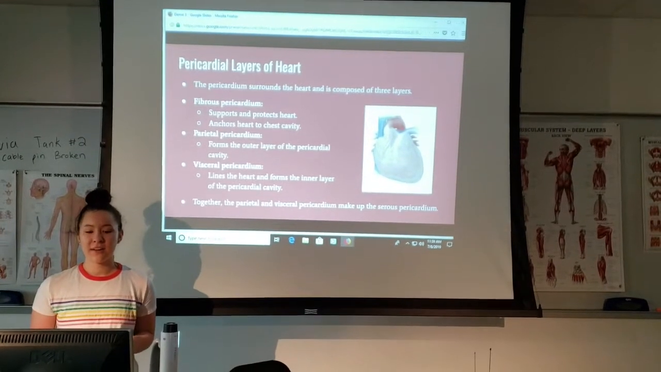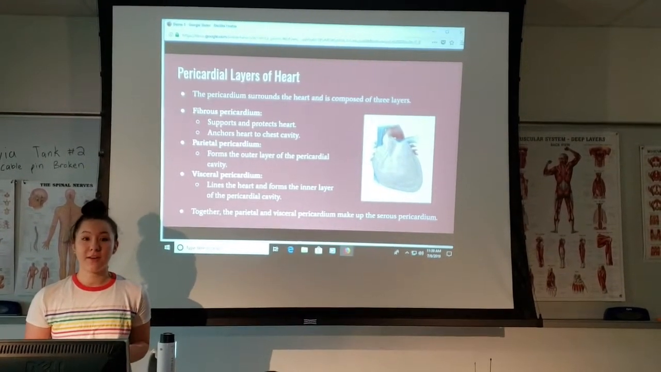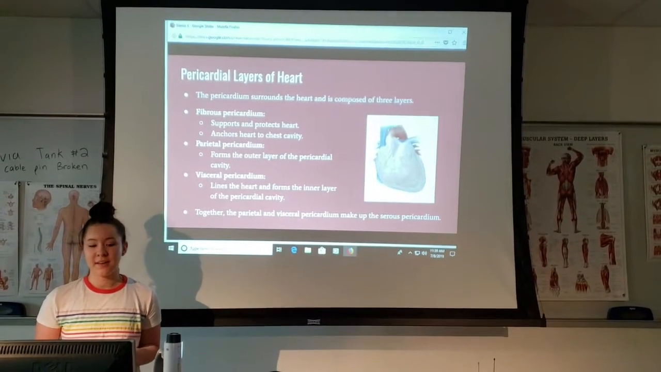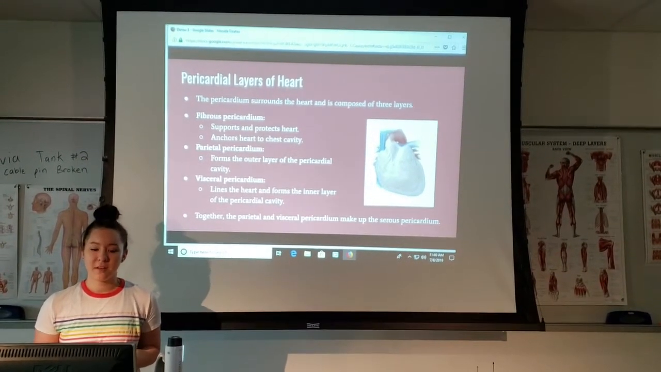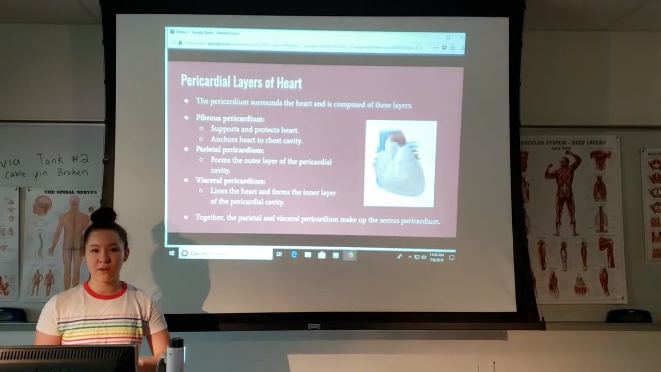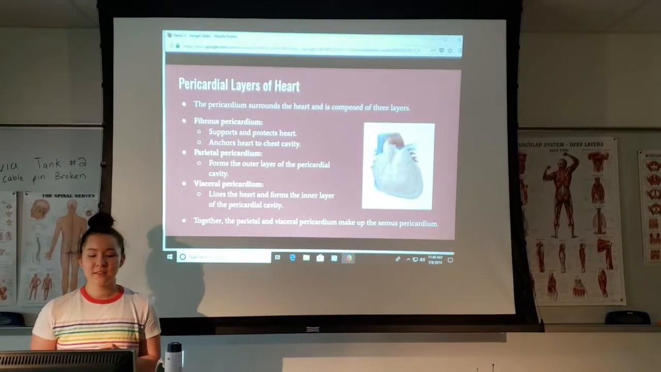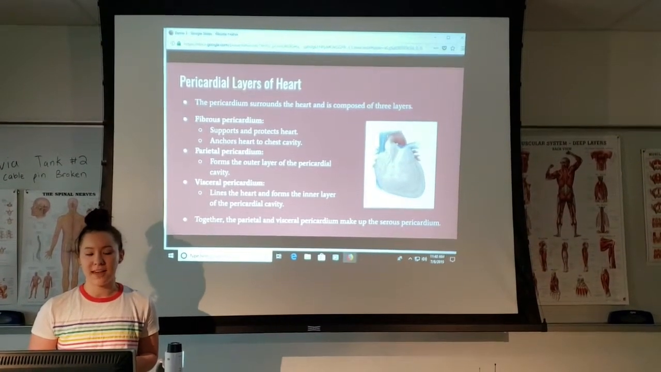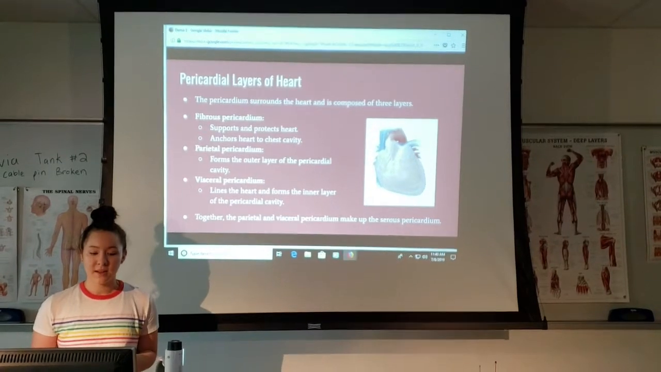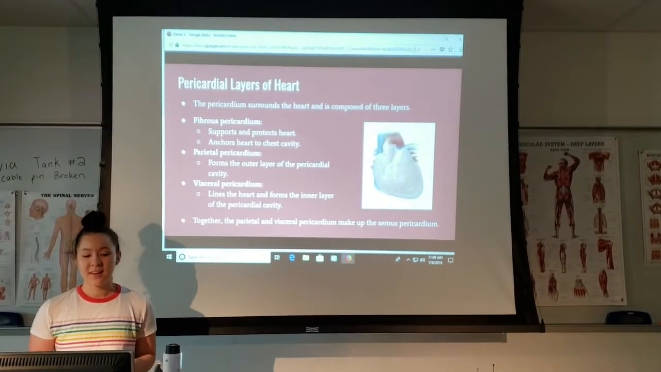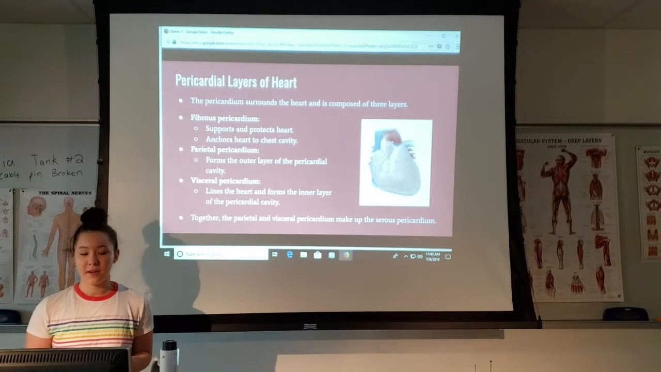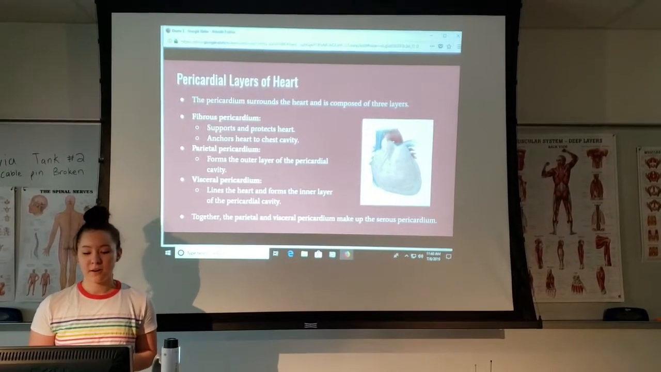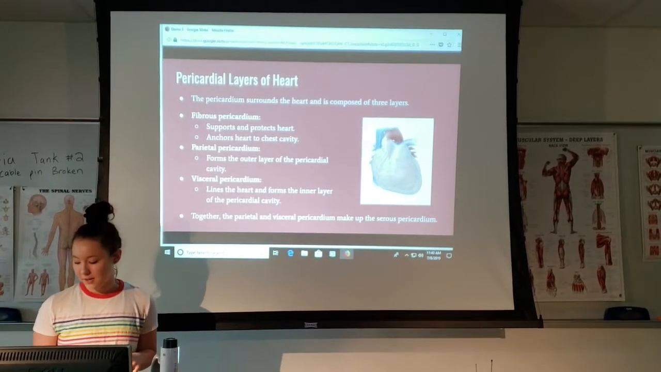The heart has a pericardium that surrounds it, and this pericardium is composed of 3 layers. First, we have the fibrous pericardium. This layer supports and protects the heart, and it also anchors the heart to the surrounding chest cavity. The next layer is called the parietal pericardium, and it forms the outer layer of the pericardial cavity. The innermost layer is the visceral pericardium, and it lines the heart and forms the inner layer of the pericardial cavity. Together, the parietal and visceral pericardium make up the serous pericardium.